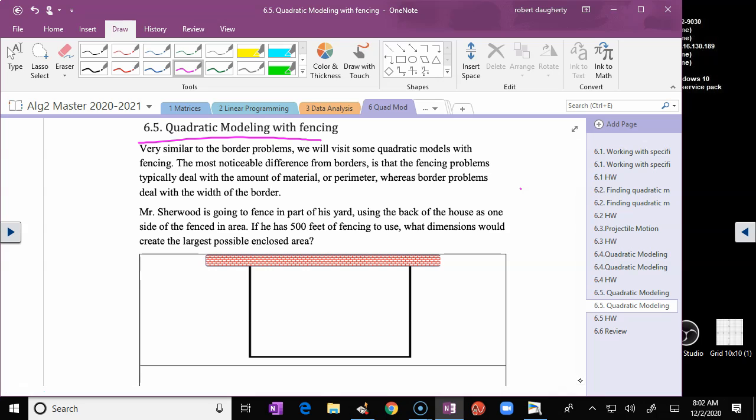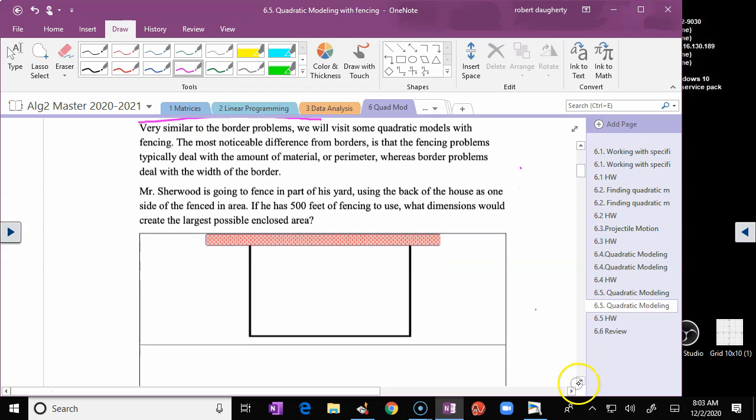With the fencing, typically the scenario is you've got a certain amount of fence, okay? Whereas with borders, you had a certain amount of area to work with. So the difference here is in borders, I was dealing with the area of a border, but in fences, I'm dealing with the amount of material or the perimeter of the fence, okay? So let's take a look.